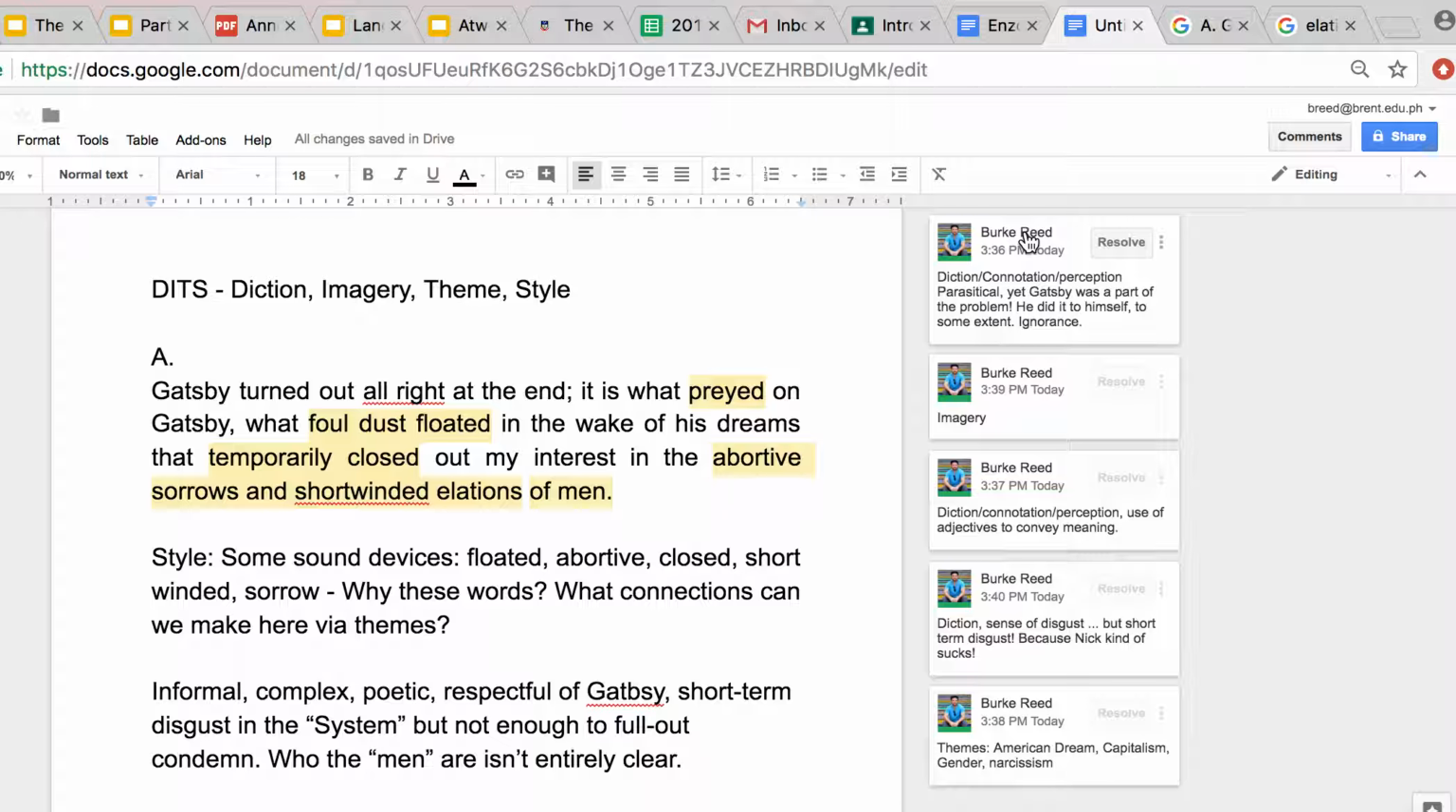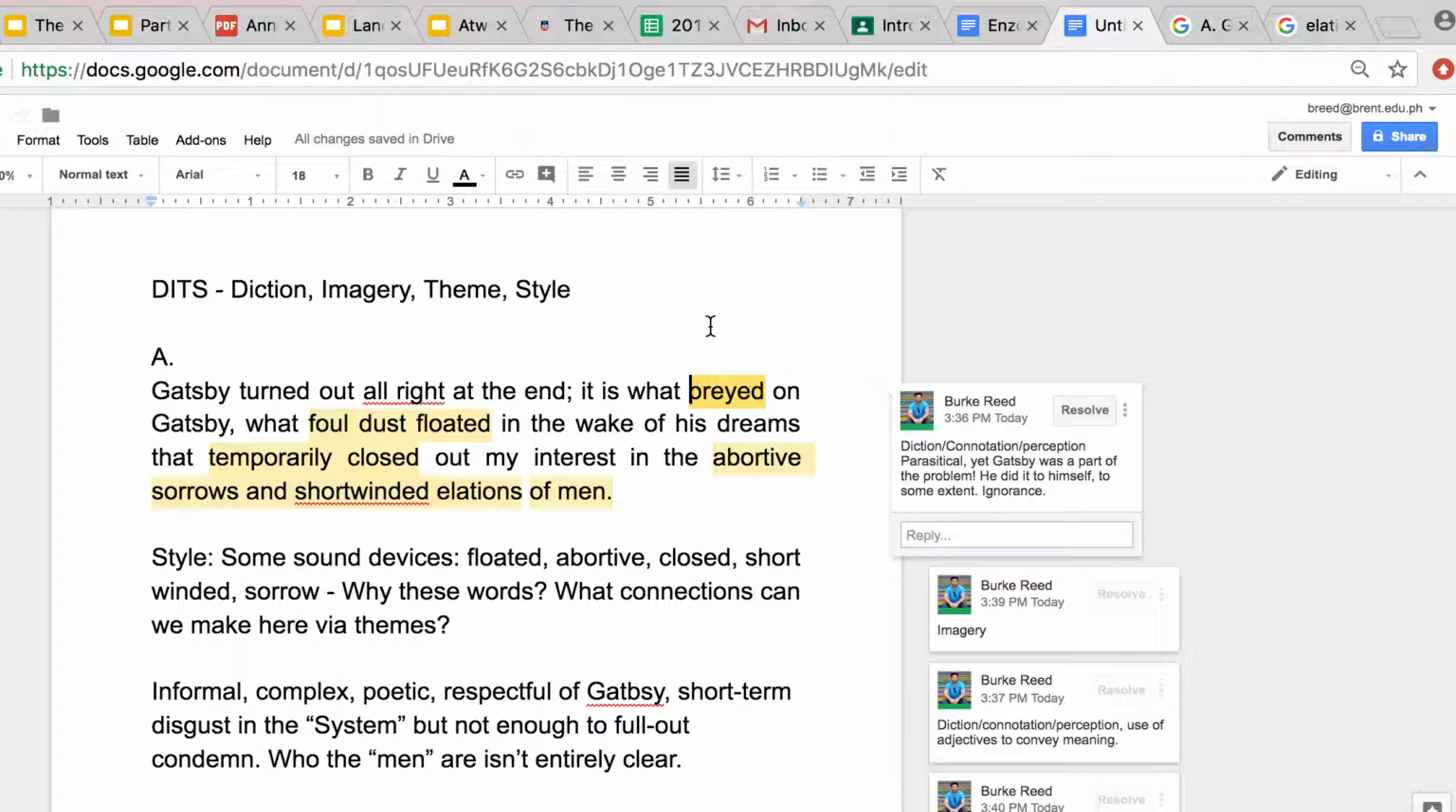The first one, in my notes here, is the word preyed, which obviously has its own denotation. But there are a couple of examples of connotations for this word, and it also comes down to perception. It could be something that is parasitical. Yeah, Gatsby was a part of the problem. Again, there's some situational irony in the fact that that word is being used. He did do it to himself. It wasn't like this was haunting him his entire life or throughout the book. So there is some ignorance in using that word specifically to describe Gatsby's situation, and that is reflective on Nick.